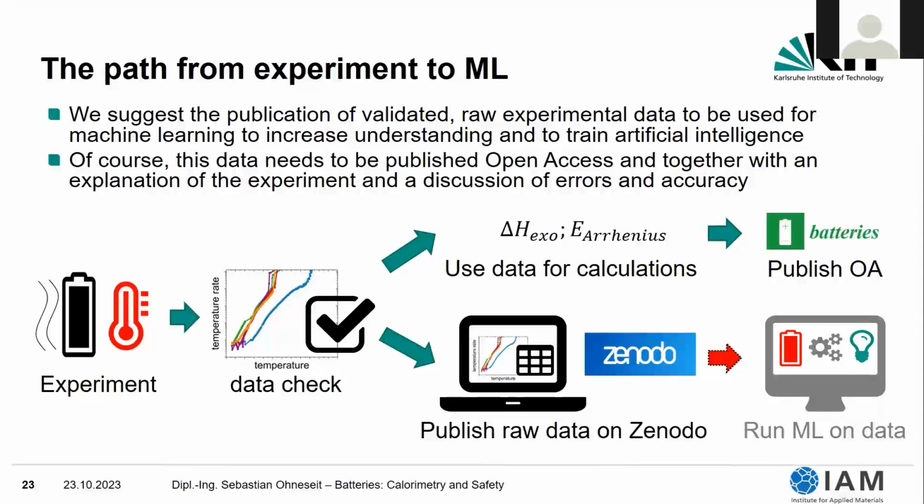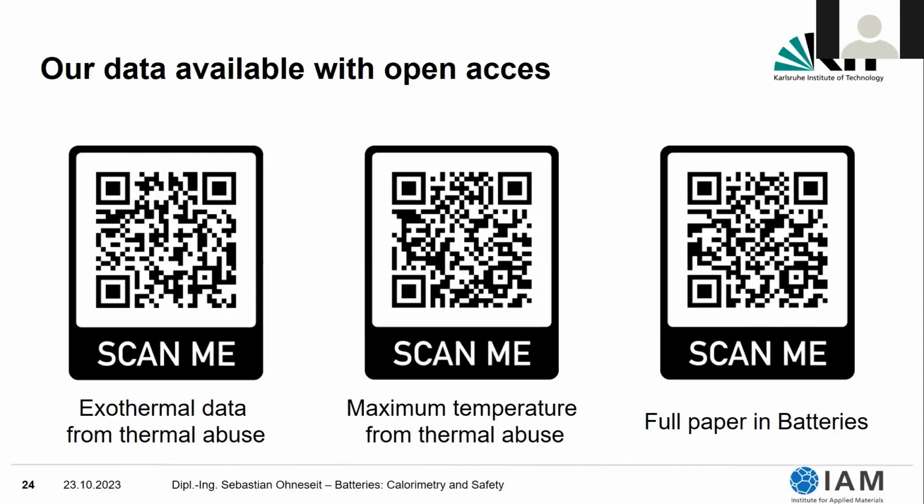So the workflow will be, we have our thermal abuse experiment, especially the temperature rate over temperature data that should be checked for validity. What we already did is that we used the data for our own calculations. We calculated entropy, we calculated Arrhenius activation energy, and published this data in an open access way together with our explanation. What we also did is we published the raw data of these experiments on Zenodo. What we are just waiting for is that someone from you is taking this data and runs machine learning on it. So please feel free to do so.